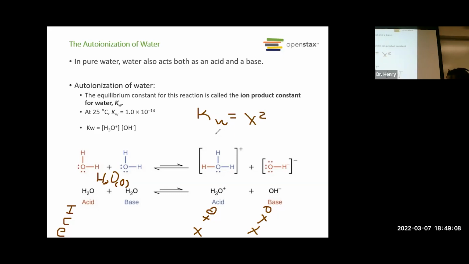So then X is equal to what? Which is equal to 1.0 times 10 to the negative 14. So then X is equal to, what was that? Okay. So if we take the square root of both sides, square root basically means we divide this exponent by 2, right? So that's going to be 1 times 10 to the minus 7.